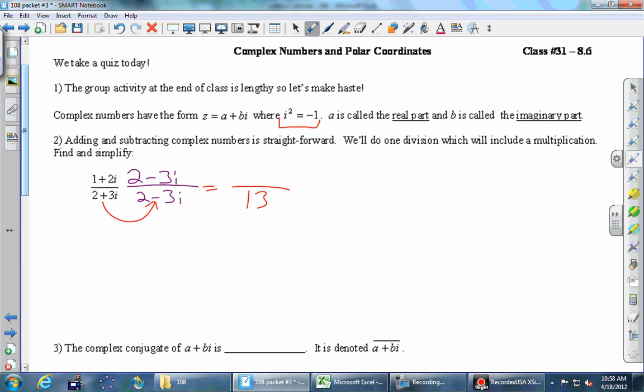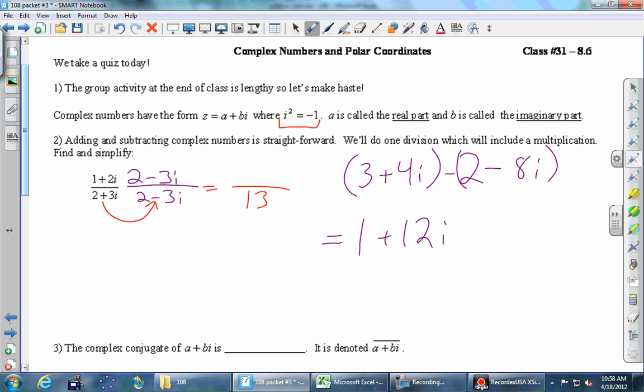And they behave just like x's. So for example, if I had 3 plus 4i and I wanted to subtract 2 minus 8i, I just treat those i's like they were x's, and you combine like terms in the ordinary way. So what do you get when you do the real parts, the 3 and the subtract the 2? You get 1. And then we're doing the imaginary parts. 4i minus 8i is plus 12i. So that's how we subtract 2 complex numbers.